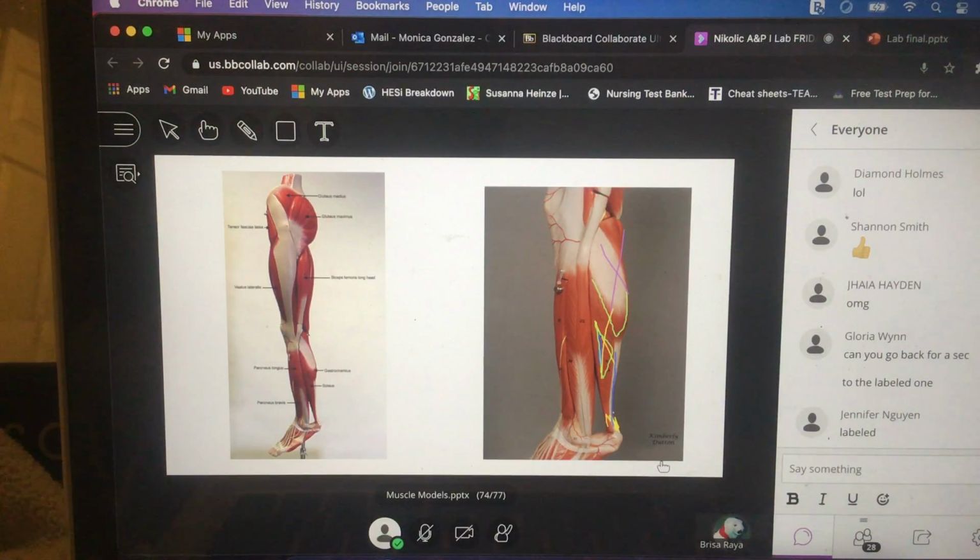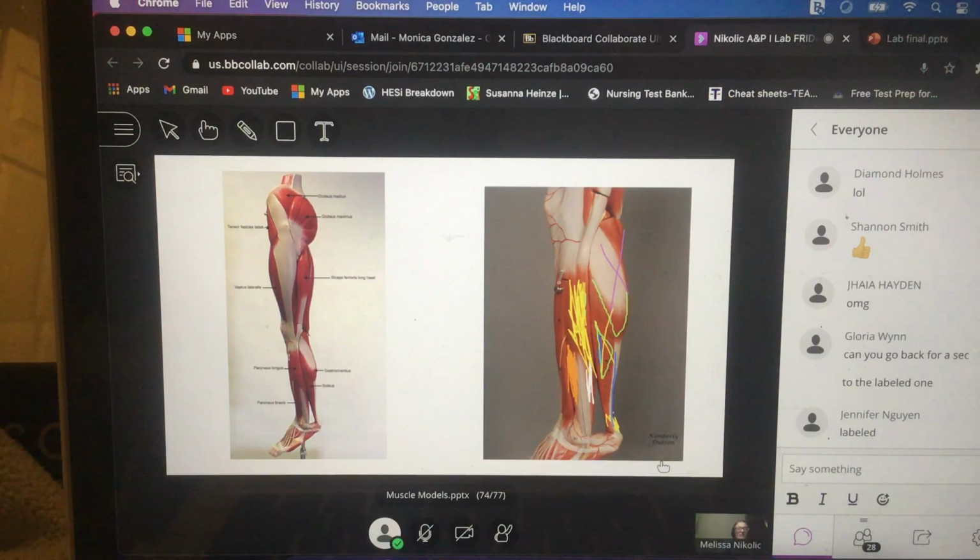Okay, so would this part right here be part of the fibularis longus? Yeah, I guess it would be. Technically, all of this would be part of the fibularis longus. And then the brevis is just where they've got this labeled here. Okay, thank you. Yep, you're welcome.